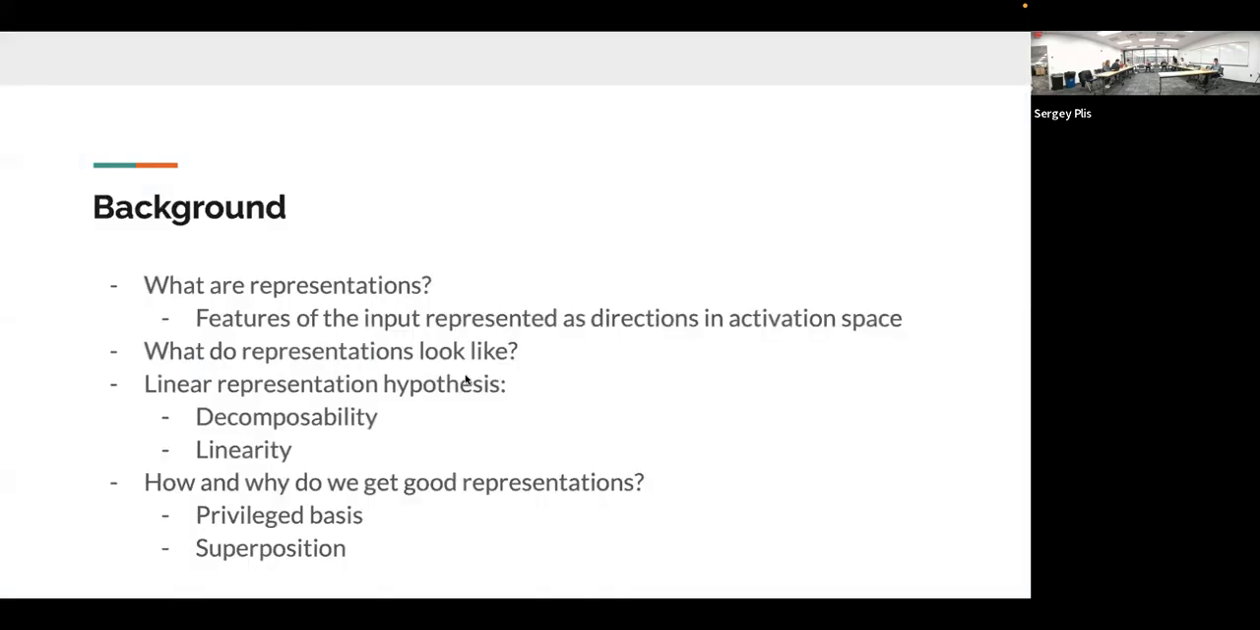All right. So they start off by saying, with neural networks, we're trying to learn representations. And what are those? They define them as features of the input represented as directions in activation space. I think they just mean vectors. And then they ask the question, what do good representations look like? And so they start off using the linear representation hypothesis.